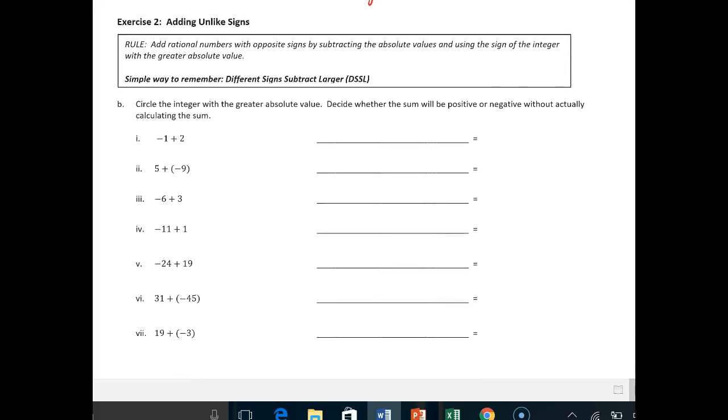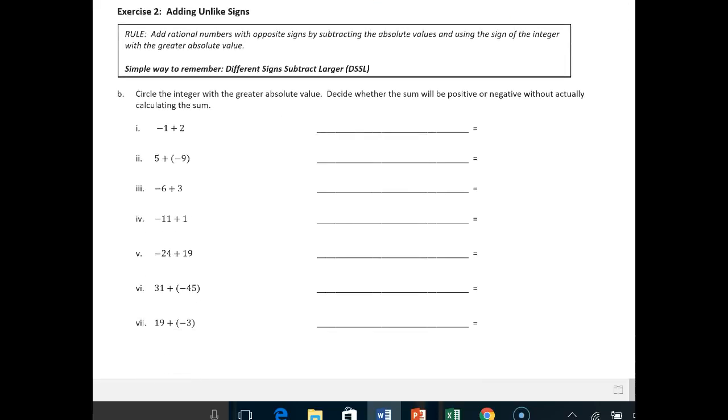Now, this is a tough one, right? The rule is: add rational numbers with opposite signs by subtracting the absolute values and using the sign of the integer with the greater absolute value. Absolute value, remember, the absolute value of 5 is equal to 5. The absolute value of -5 is equal to 5. There is no such thing as a negative absolute value, right?